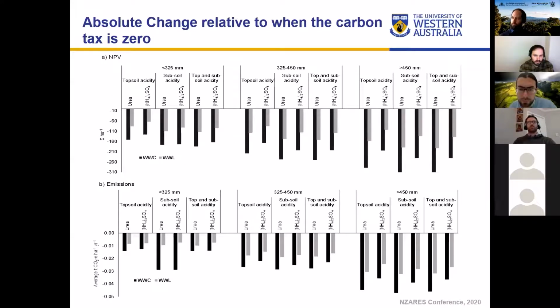This graph shows the absolute reduction in net present value and emissions when there was a carbon taxation relative to when the carbon tax was zero. The absolute reduction in both NPV and emissions are higher when rainfall is higher, and also when canola was used rather than lupin, and urea used rather than ammonium sulfate, as we expected.